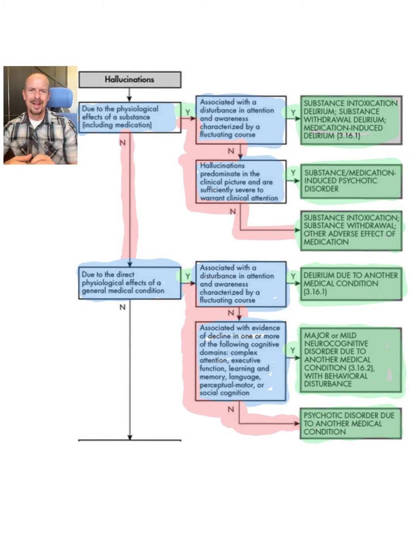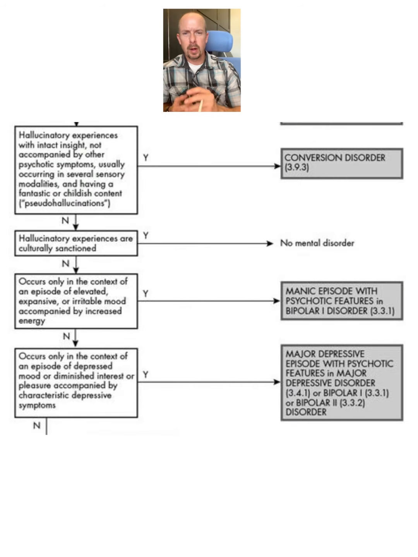Let's move on to the scenarios that we most likely would see and have to begin to rule out through this diagnostic map. Okay, continuing on. So we've looked at substances, we've gone through the medical conditions, so let's move down the chain here. The next symptomology that the DSM would have us look at in this map is to ask ourselves whether the hallucinatory experience has intact insight but is not accompanied by other psychotic symptoms.